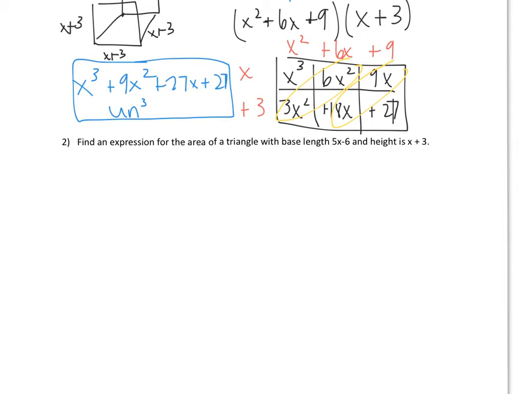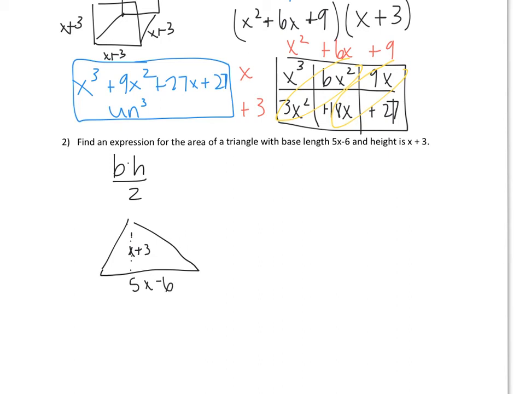So question 2, find an expression for the area of a triangle with base length 5x minus 6 and height x plus 3. So again, we know the formula to find the area of a triangle is base times height divided by 2. So I'm going to draw a picture here of a triangle like this. And I know the height, I draw a line down there, the height is x plus 3, and then the base is 5x minus 6.